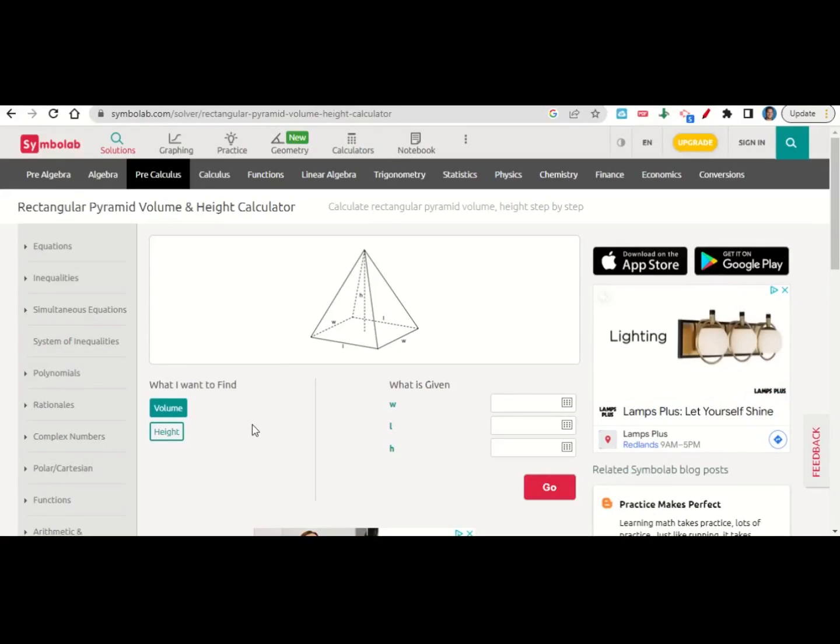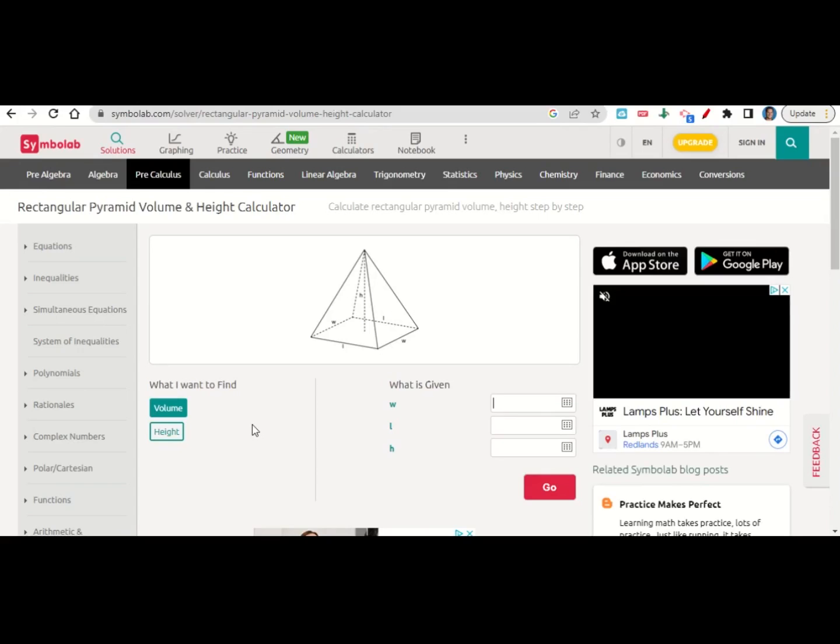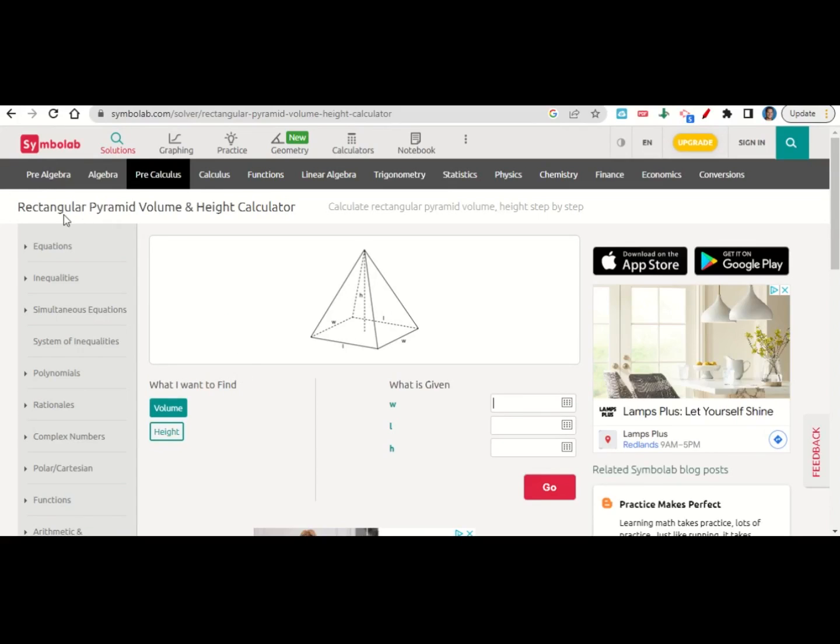Let's take a look now at how we can use Symbolab to check our work when finding the volume of a rectangular pyramid. First, we'll go to Symbolab, and then we'll click on where it says Rectangular Pyramid Volume and Height Calculator, and then click on Volume. We're going to type in what's given to us: the width, the length of the base, and the height of the entire thing. Let's say that the width is 3, the length is 4, and the height is 5. So we'll go ahead and click Go.